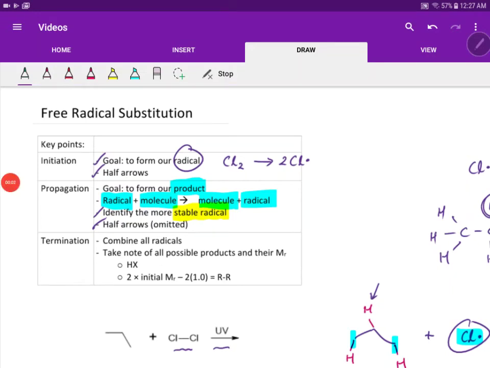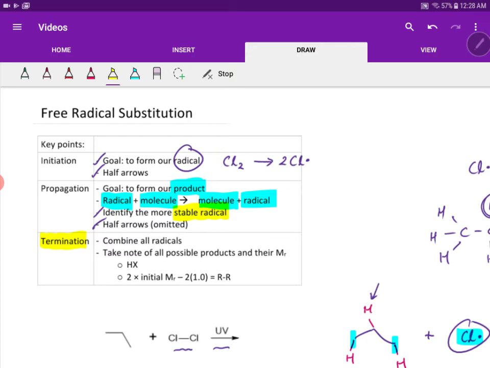Hi everyone, in the previous video we talked about the first two steps of the free radical substitution mechanism, the initiation step and the propagation step. So in this video we are going to talk about the termination step. Alright, so the termination step is very simple.